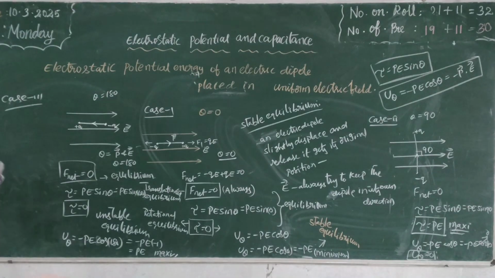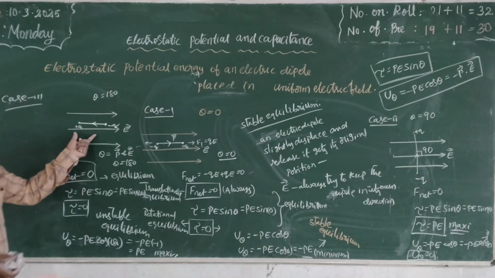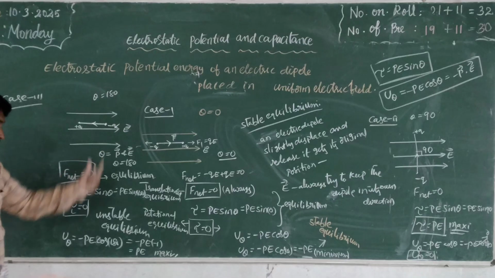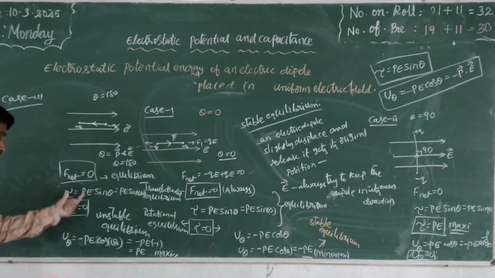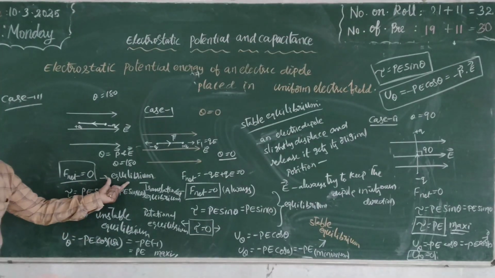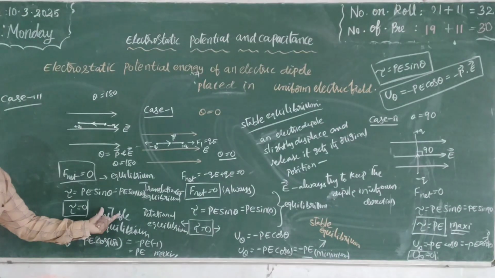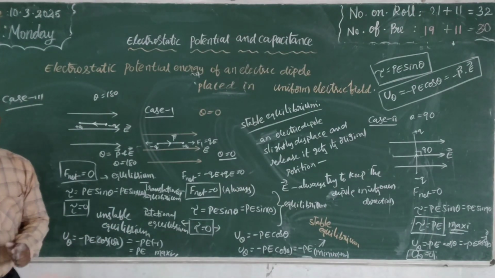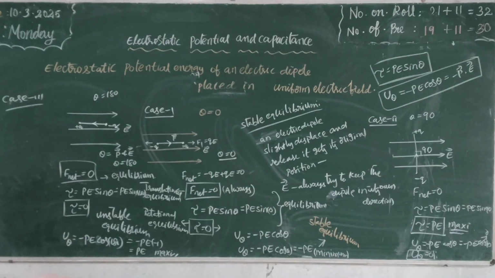When the electric dipole is placed anti-parallel to the electric field, what is the angle now? 180 degrees. In that case, what is the net force now? 0. Torque is 0. Net torque 0. So we can say that it is equilibrium. What type of equilibrium now? That is unstable equilibrium. In that case, what is the potential energy now? Maximum potential energy is acting on the electric dipole.